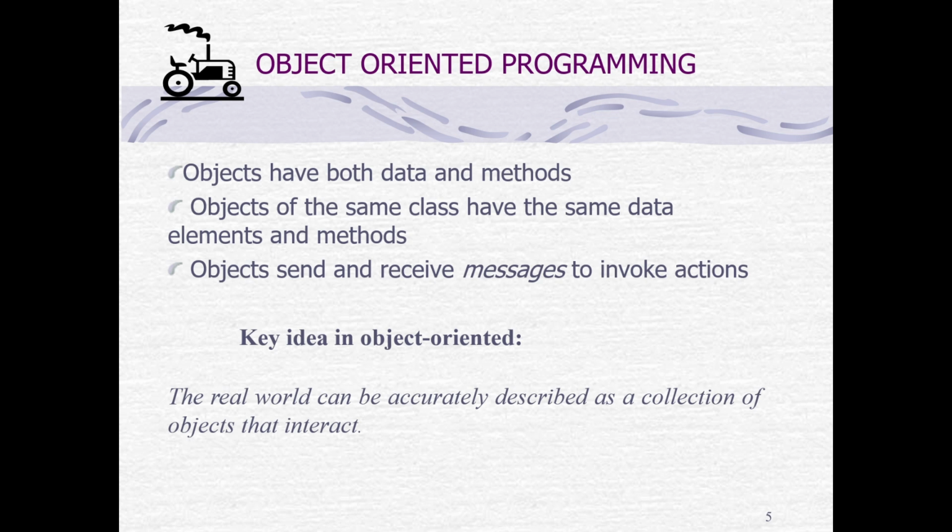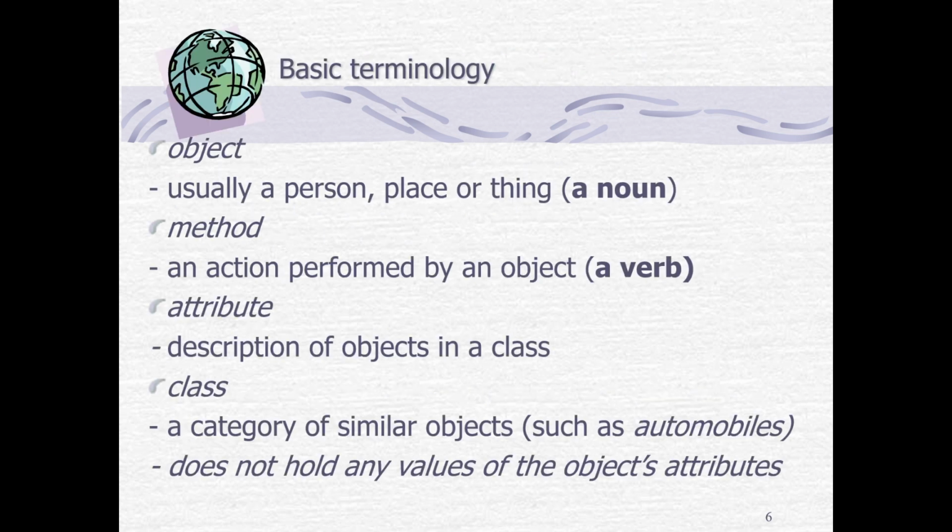So the key idea in object-oriented programming is that the real world can be accurately described as a collection of objects so that we can interact. An object is a real-time entity. An object may be a person, place or thing. That is called an object. Method: an action performed by an object is called a method.